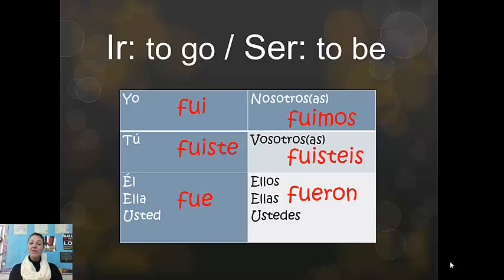Now the yo form and the el usted form look kind of similar. We have fui and fue. And I noticed that a lot of people will mix those 2 words up. Here's how I remember it. The yo form, fui, has an I in it, and yo means I. So if you just remember that the one with I in it is talking about yourself, you can remember that yo goes with fui, and el usted goes with fue.